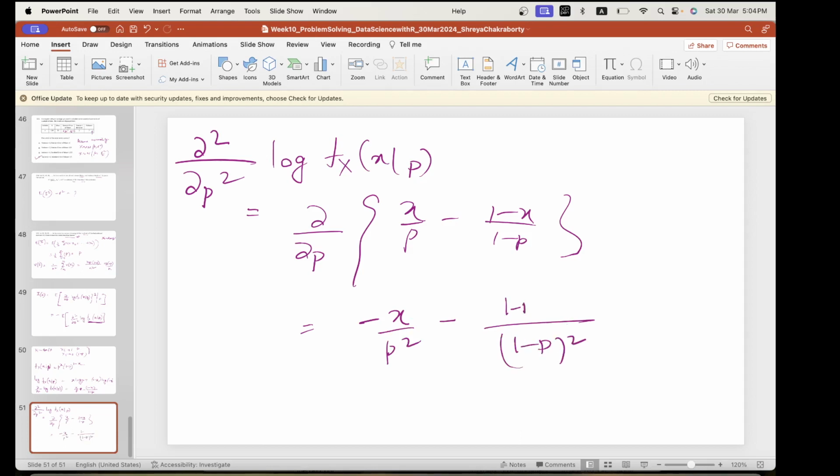This will be 1 minus p into, with respect to p, so it will be 0, minus of (1 minus x) into minus 1. So then this will be minus x/p square minus (1 minus x)/(1 minus p) whole square.